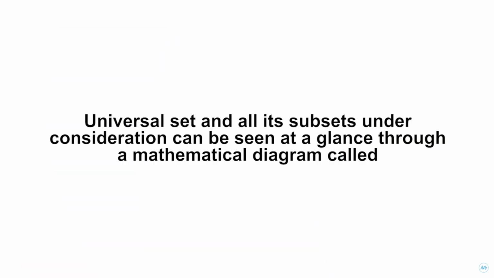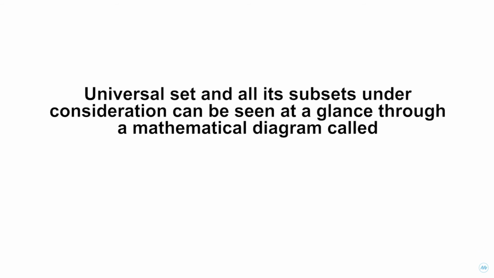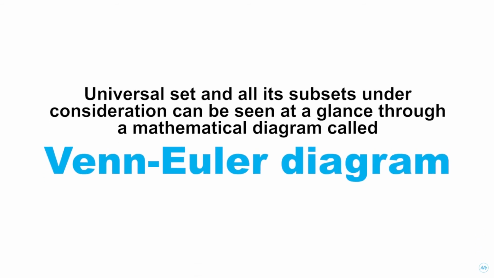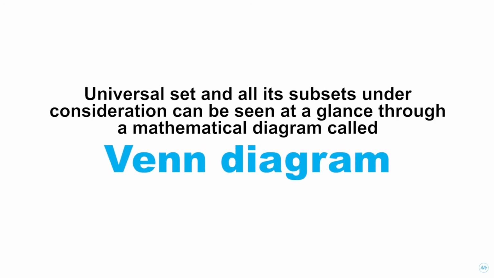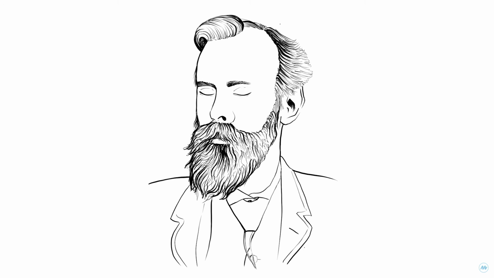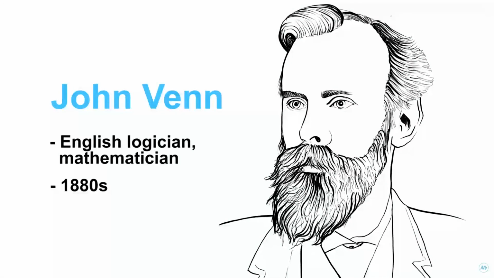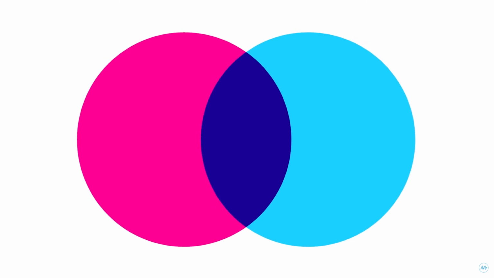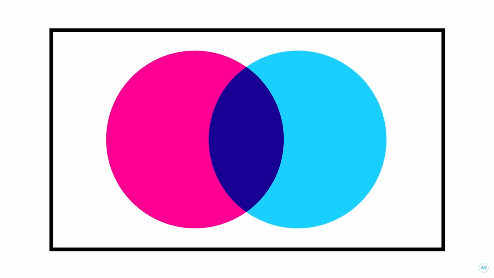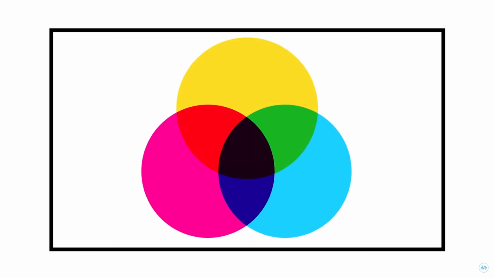A universal set and all its subsets under consideration can be seen at a glance through a mathematical diagram called Venn-Euler diagram, or simply Venn diagram. This schematic diagram was popularized by John Venn, an English mathematician in the 1880s. Venn diagram uses circles inscribed in a rectangle to illustrate logical relationships between two or more sets.